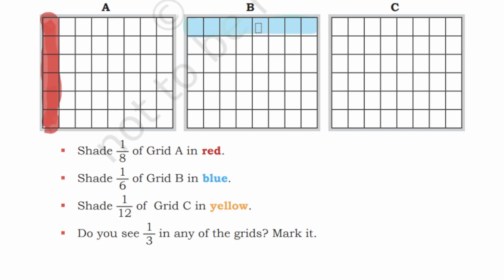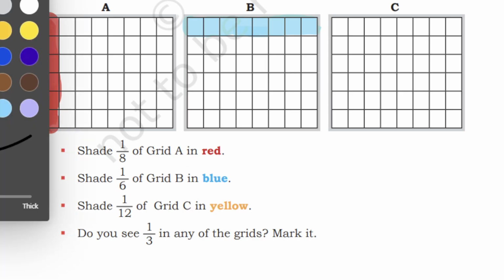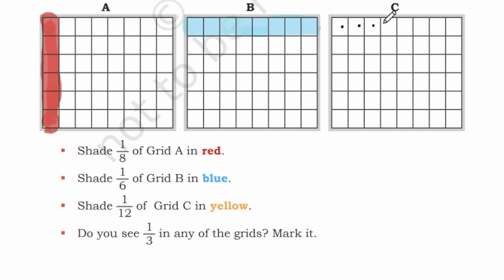While shading, do it very neatly, students. Okay. And next option C in yellow. So what we have to do? Shade 1/12 of grid in C. So 1/12 of grid in C, we should get 12 parts. So 1, 2, 3, 4, 5, 6, 7, 8 is there. So we can take this as the first part.